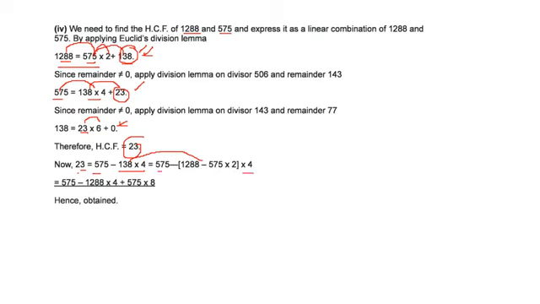Now let us just expand it. 575 minus 1288 into 4, and minus minus is plus, 575 into 8. So this is what we get, and one more step can be done. This is 575 into 1 and this is 575 into 8. So we can just write it as 575 into 9 minus 1288 into 4. This is the final form.